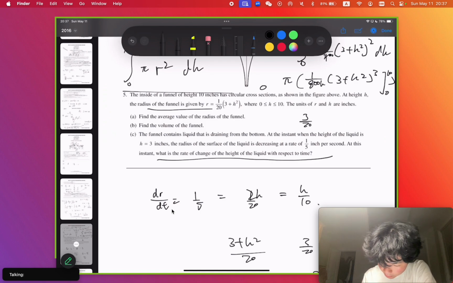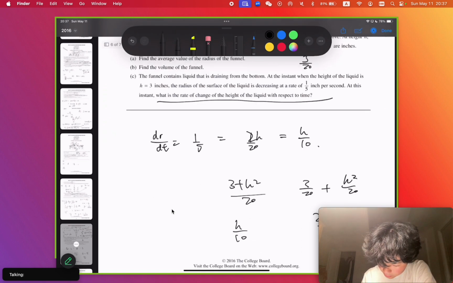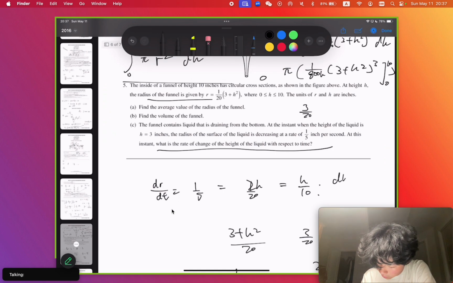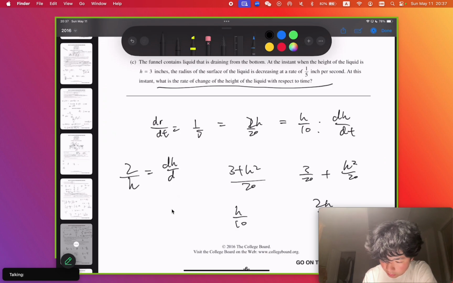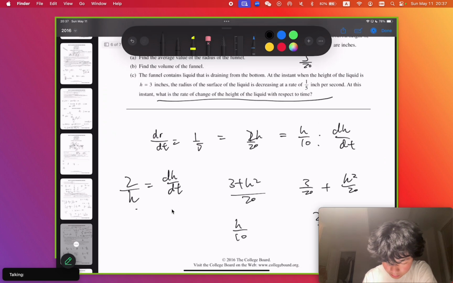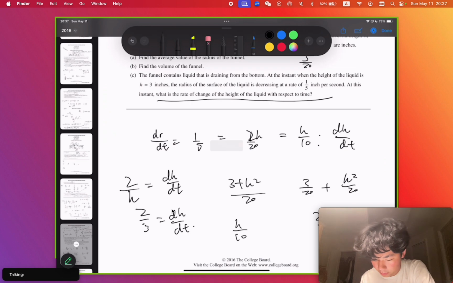Rate of change of the height. Okay, dh dt. Oh yeah, implicit information. Okay, that's how you solve this. So it's basically 2 over h equals dh dt, and when h equals 3, it's 2 over 3 equals dh dt. So yeah, this is how you get the rate.